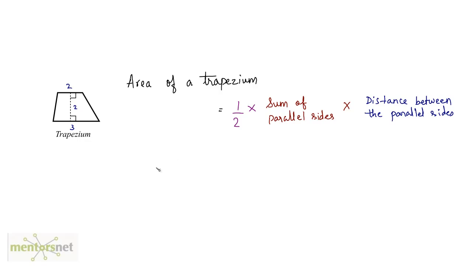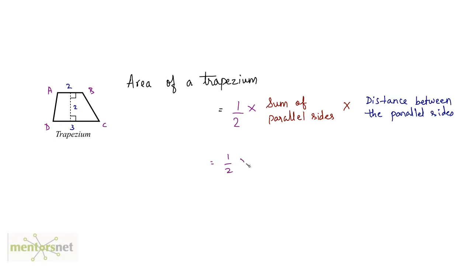What is the area of a trapezium? Now this one's a bit complicated formula. We have half into the sum of parallel sides into the distance between the parallel sides. Now what are the parallel sides in this trapezium? Let us name this first: A, B, C and D. Now AB and CD are the parallel sides. So we have to first take the sum of the lengths of the parallel sides.